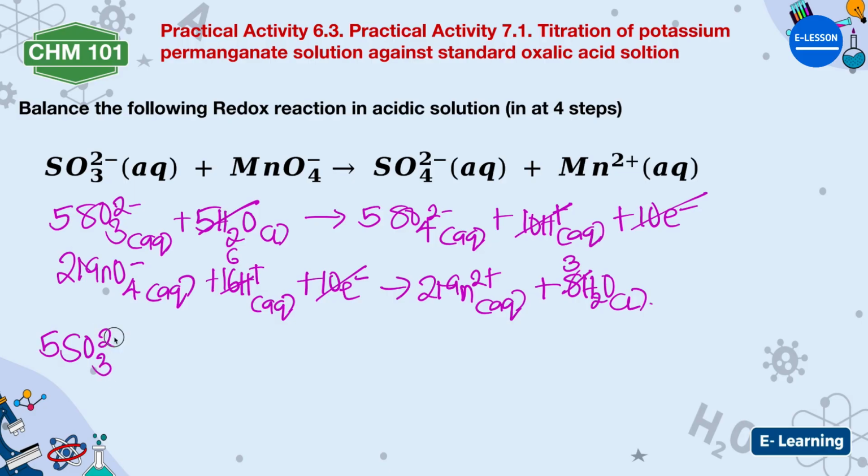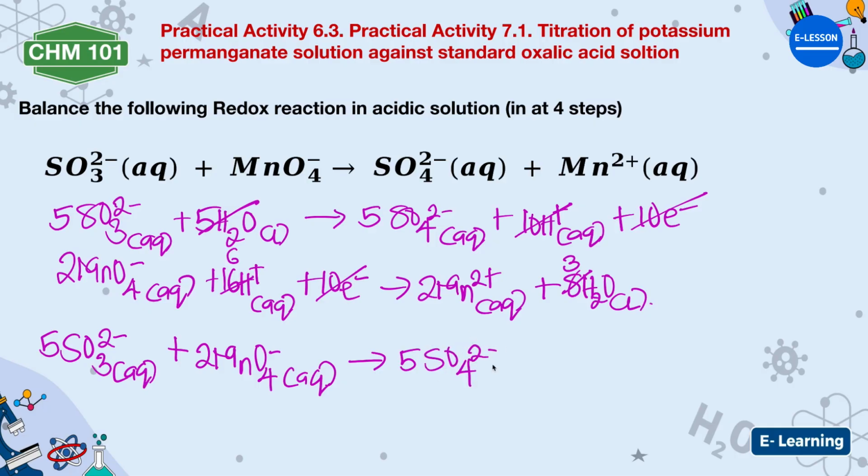5SO3 2- aqueous. Please take note of the signs. Plus, you add this side too because you are adding both of them together. Here will give us 2MnO4- aqueous, all right, to give us this one. They already cancel now. So you come to this side, which will give us 5SO4 2- aqueous.